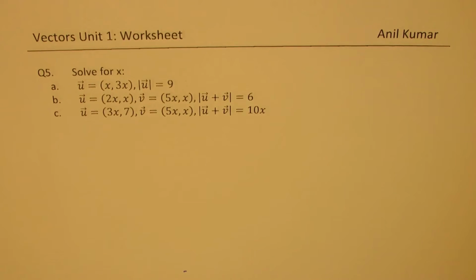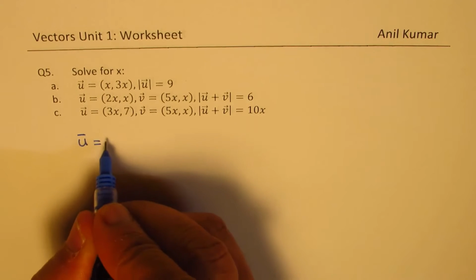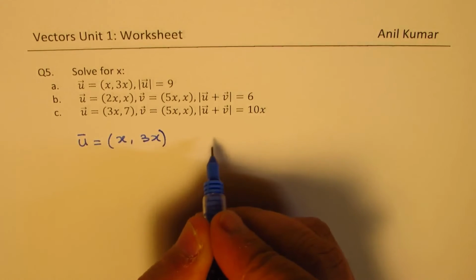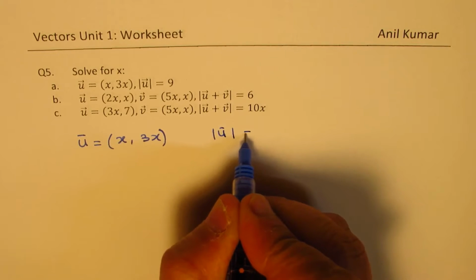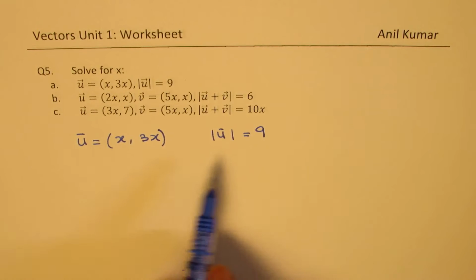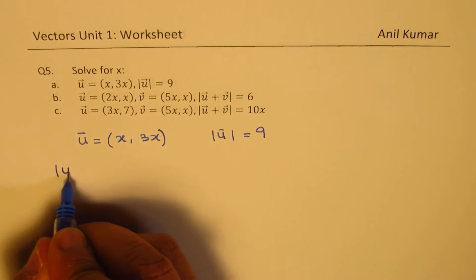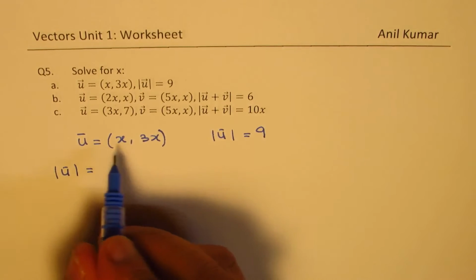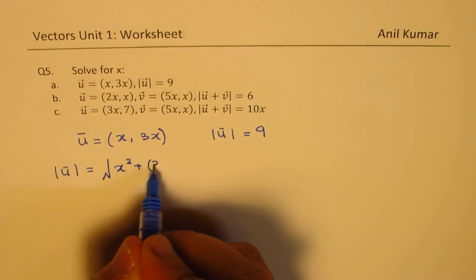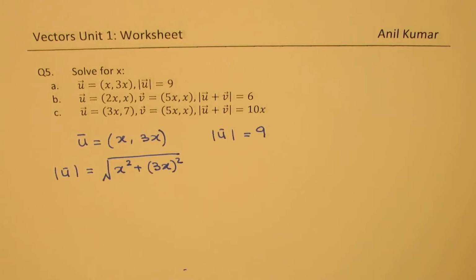So let's begin with the very first one. We are given the vector u is x comma 3x. And we are also given that the magnitude of vector u is 9. Now, if a vector is given and its magnitude is given, what is the magnitude of the vector? Well, the magnitude of vector u for this vector will be square root of x squared plus 3x whole squared. So that is what the magnitude should be.